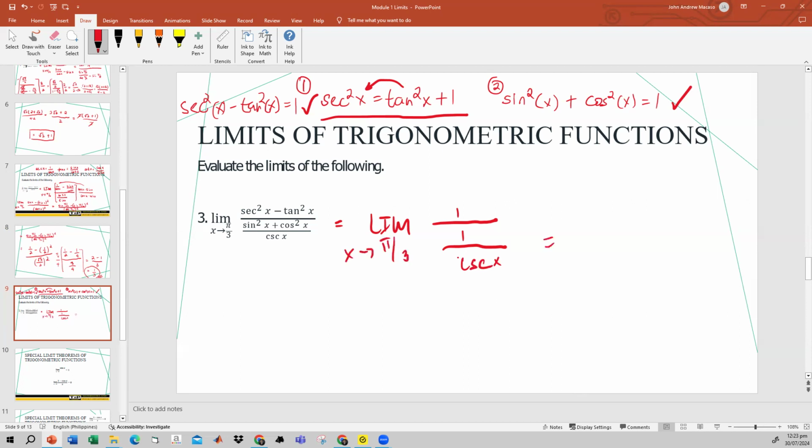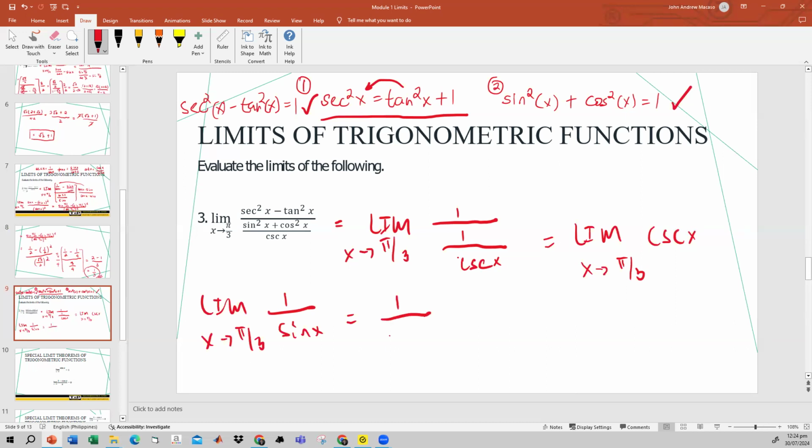So in that case, of course, you just need to take the reciprocal of this, because this is 1 over a fraction. So that's the limit of cosecant x as x approaches pi over 3. And in this case, we must write it in terms of sine, so this can be written as the limit of 1 over sine x as x approaches pi over 3. So we can now substitute directly. So that's 1 over sine of pi over 3.